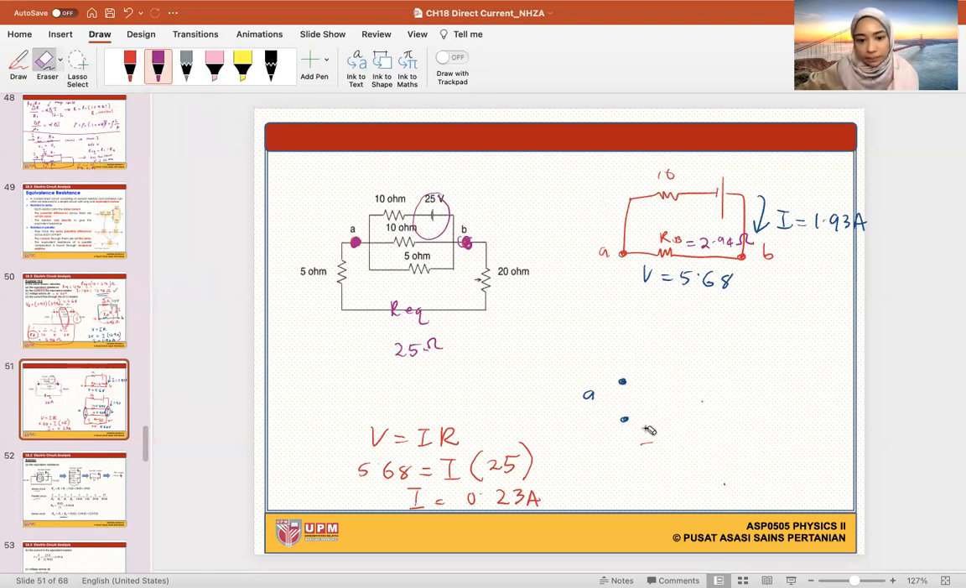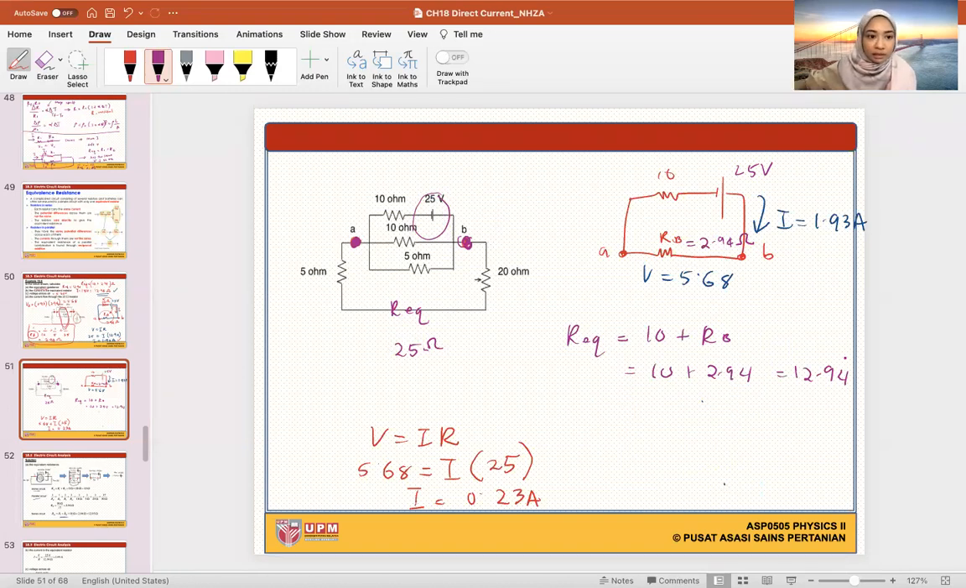Let me erase this. Oh no, if I erase, I don't have a copy of this. Never mind. We are all smart, we can do it again. Okay, so my battery was 25 volt. And I know that my total resistance, okay, R equivalent for the whole circuit is 10 plus RB, which is 10 plus 2.94, which is 12.94. Okay, so now when I want to calculate the current for the whole circuit, I need to have the resistor for the whole circuit. And I need the voltage for the whole circuit.